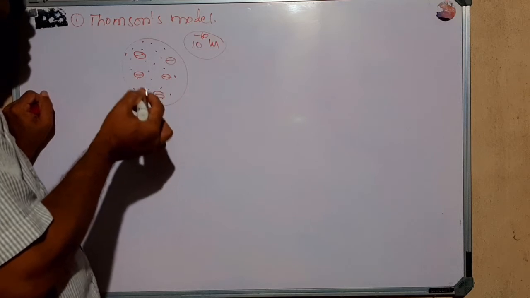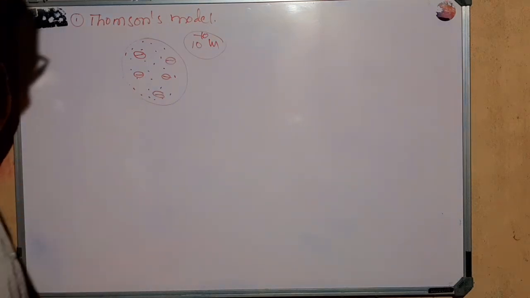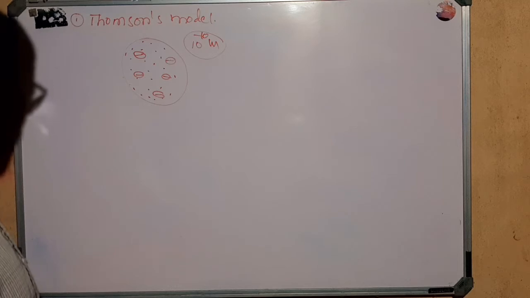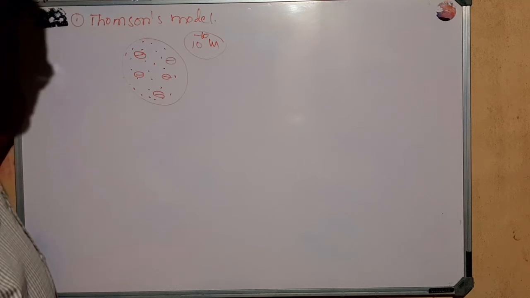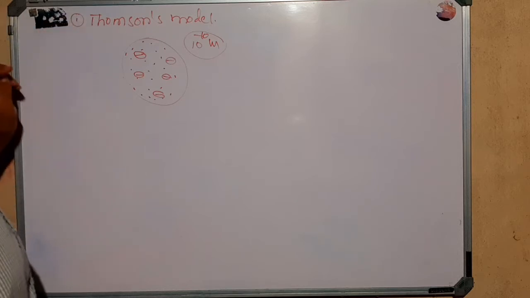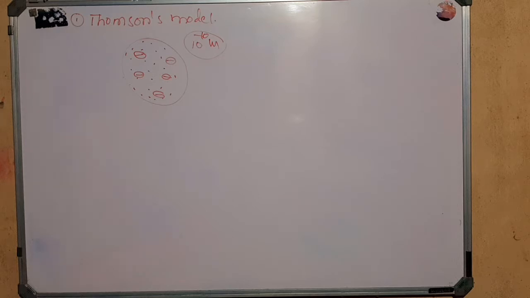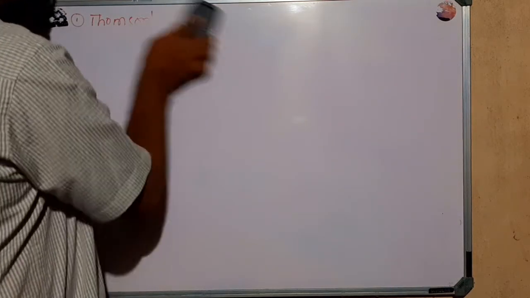Why is this? Then later Rutherford performed an experiment, the alpha scattering experiment. The results of the alpha scattering experiment also could not be explained using Thomson's model. Therefore, the Thomson model was discarded. Next, let us see what the Rutherford model is.